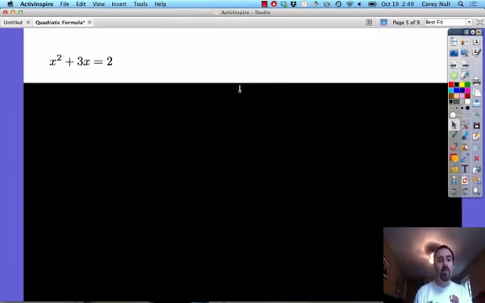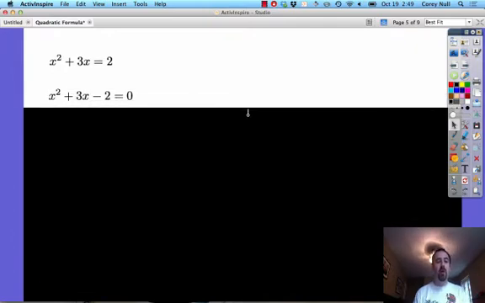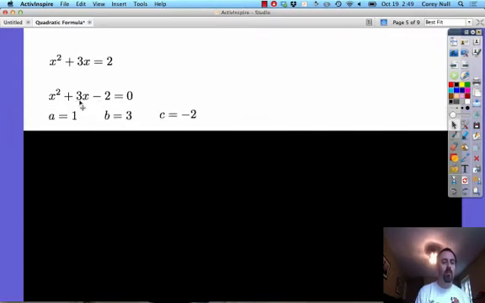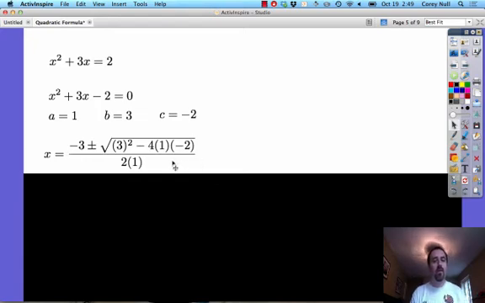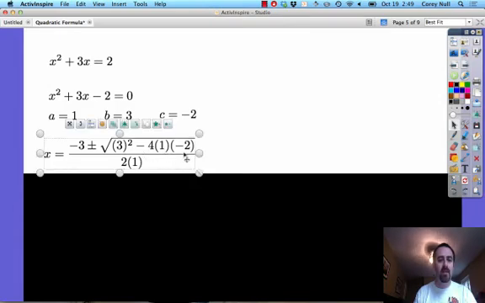In order to do that, I have to have it in the form ax squared plus bx plus c equals 0. Now I have ax squared plus bx plus c equals 0. Now my a is 1, my b is 3, and my c is negative 2. And now I can plug into my quadratic formula. Negative b, so negative 3, plus or minus the square root of b squared minus 4 times a times c, all over 2a.